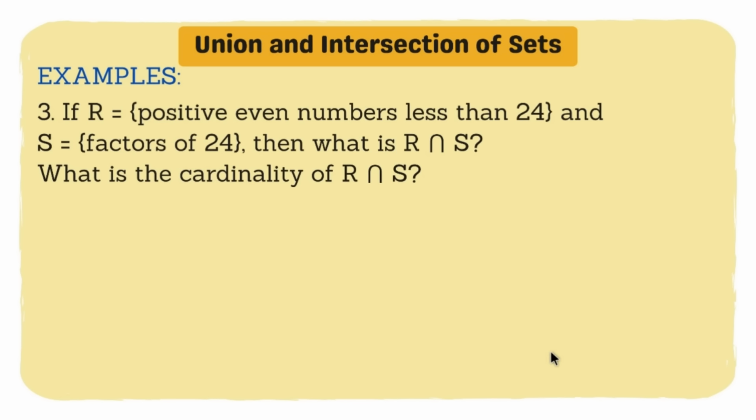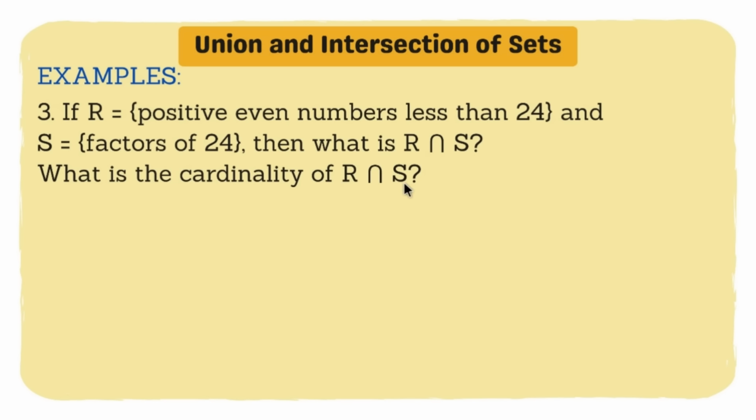Next, number 3. Let me read. If set R is equal to the positive even numbers less than 24 and set S is equal to the factors of 24, then what is R intersection S? What is the cardinality of R intersection S?